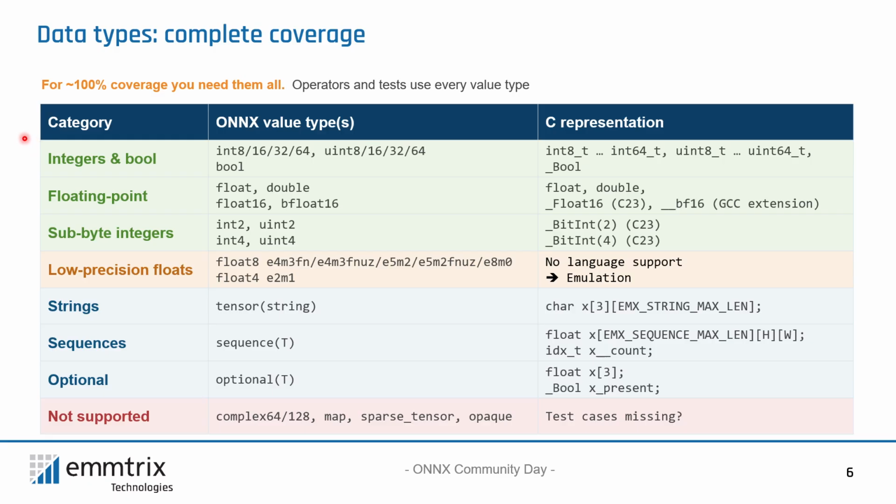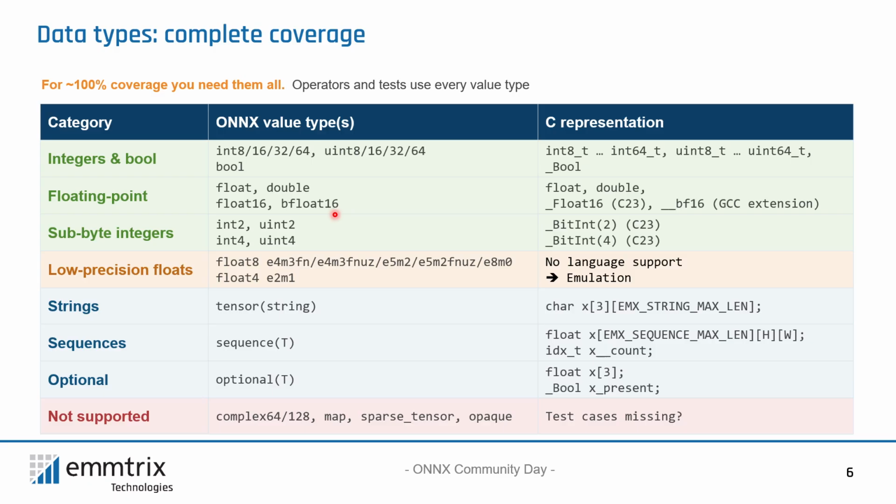So if we want to support 100% of the test cases, we also need to support all data types. I have here a table with ONNX data types and the C representation. Integer and bool are straightforward. Float and double are also straightforward. For 16-bit floating point and 16-bit B floating point, it is different.